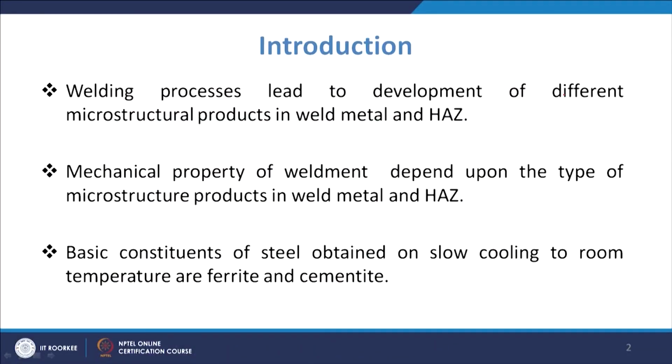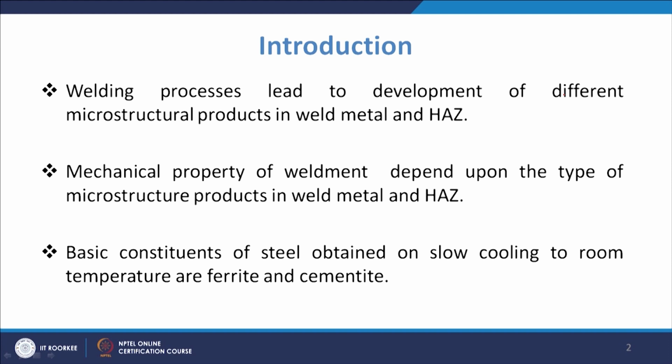So, what we see is that the welding processes basically lead to the development of different microstructural products in the weld metal and the heat affected zone. As we have seen, it is subjected to different types of thermal cycling. So, you have the production of different types of microstructural products, and the mechanical properties of the weldment will depend upon the type of microstructural products in the weld metal and the HAZ.